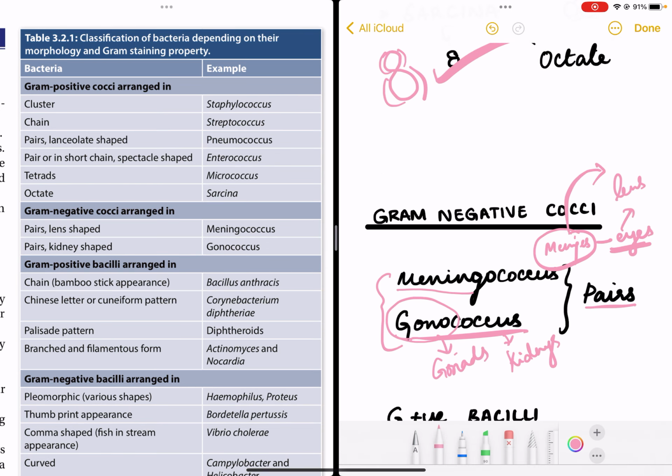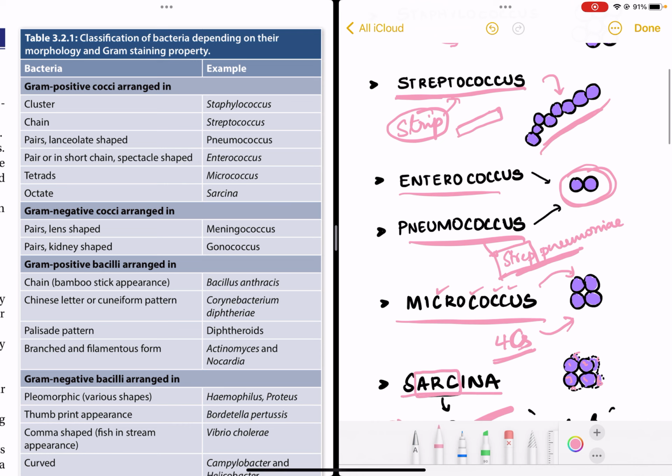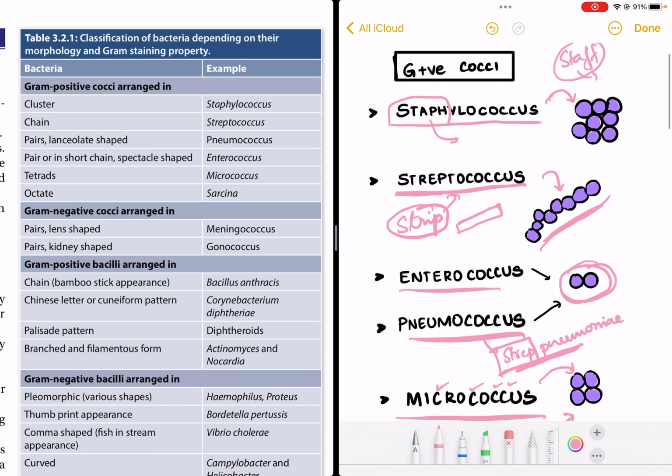So these were the different shapes and arrangements of bacteria given in this table. Hope it helped you. I haven't covered every shape, but still the important ones have been covered.